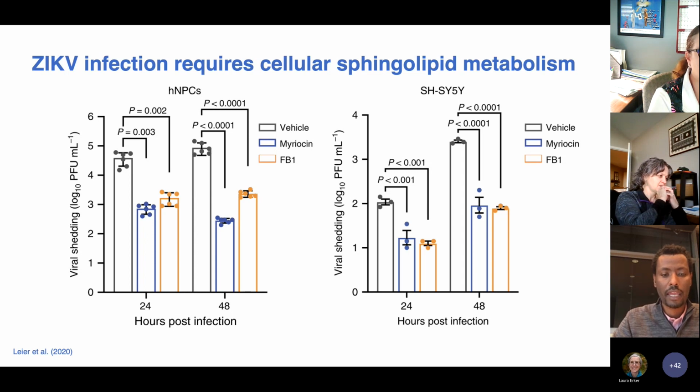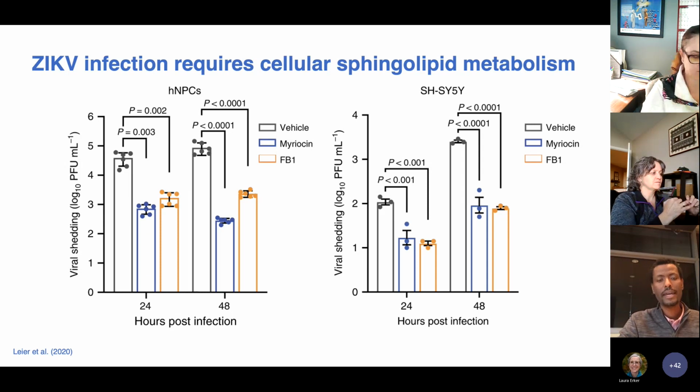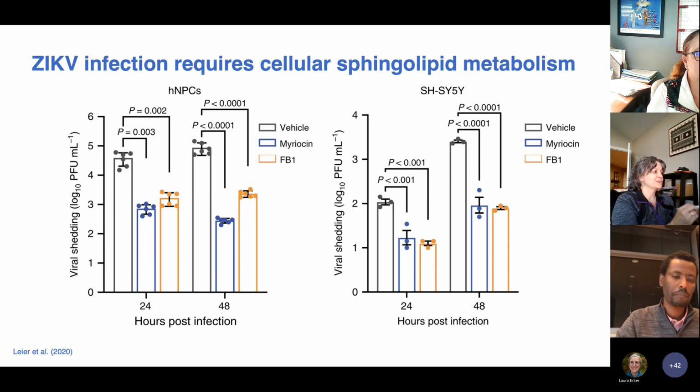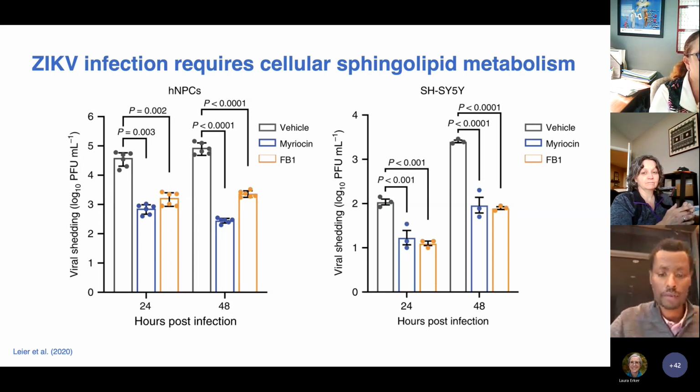SH-SY5Y cells. And again, we used these two inhibitors, myriocin and FB1, and quantified the amount of virus released into the media after different time points. And actually, in these primary cells, the impact of these inhibitors upon viral shedding is even more significant as compared to the other cell types that we have seen, showing again the critical role of sphingolipids in Zika virus infection.